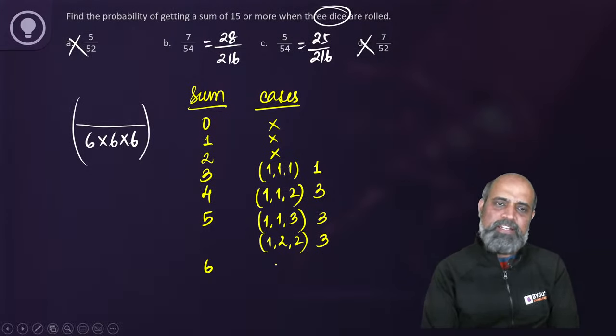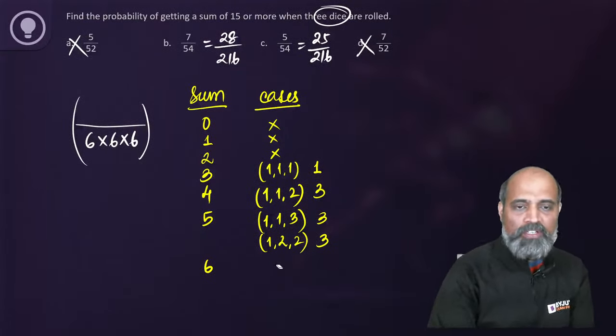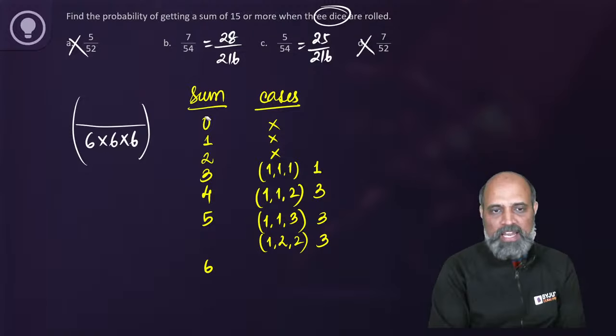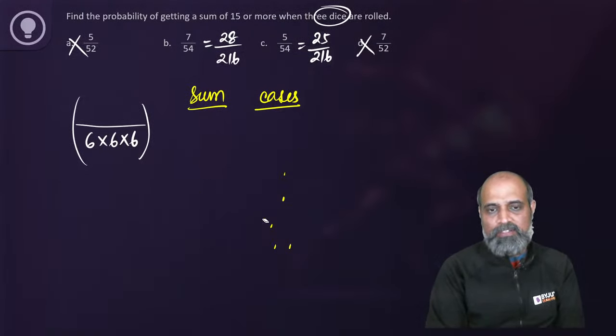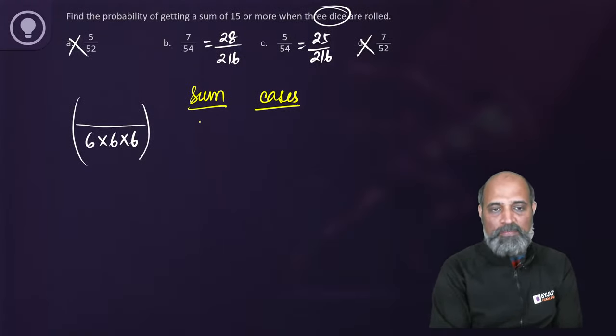Okay, why am I taking this? Sorry. It says 15 or more, no? Sorry. I should actually start with 15. Otherwise, this will be very calculative. So sum is going to be 15.